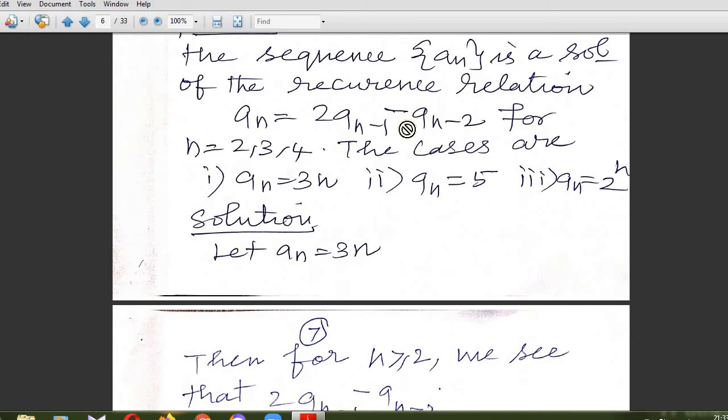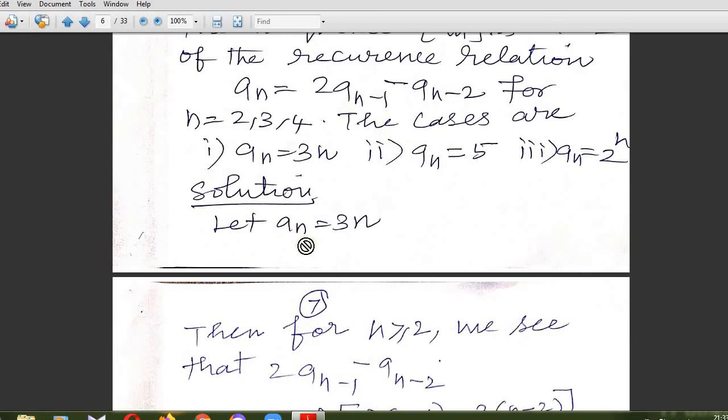Now let us take a_n equals 3n. The first question: is a_n equals 3n a solution for this recurrence relation or not? If it is a solution, then a1, a2, a3 and so on should satisfy this particular recurrence relation.